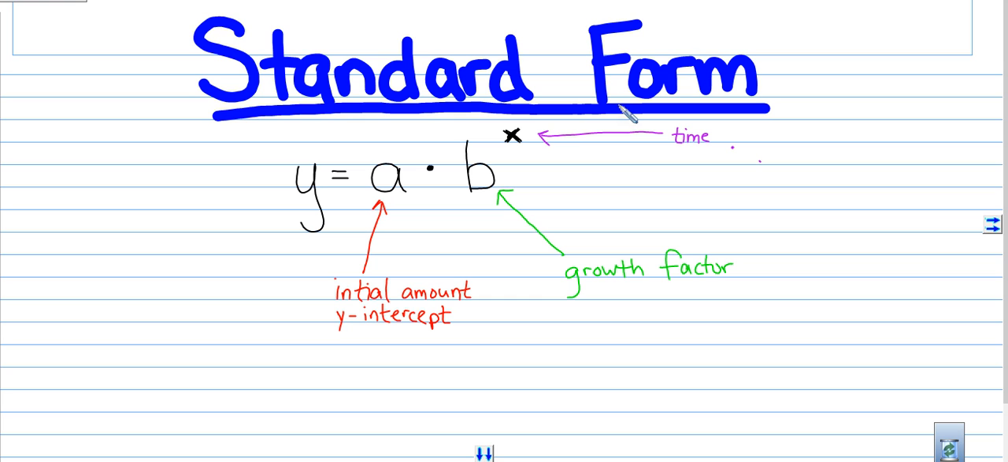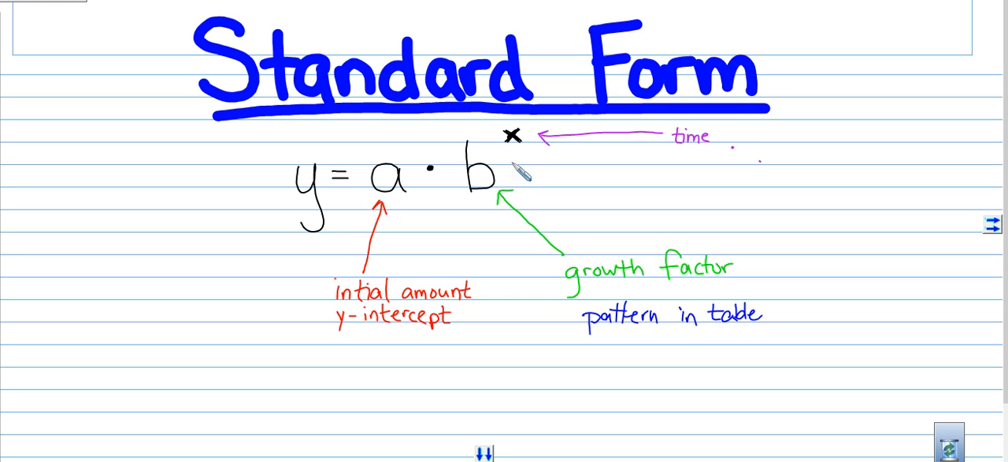Standard form. So let's take a look. So you have standard form, that's y equals a times b to the x. A is going to be your initial amount or your y-intercept. Okay? The definitions for that are always going to be the same. B is your growth factor, or this is your pattern in the table. And that's going to be that multiply or divide. Okay? And then x, that's going to be your time. Notice how it's an exponent. That's why it's called an exponential function.